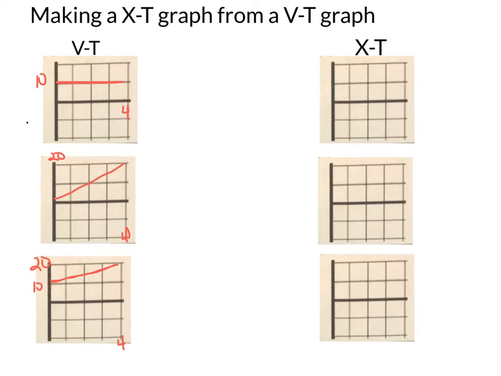Hey everyone, in this video we're going to go over the basics of making a position time graph from a velocity time graph. The simple steps are to first find the area between your line and your x-axis. Then you're going to need to analyze your velocity time graph to figure out the description of what's going on. Is it constant velocity, speeding up, slowing down, that kind of thing. And then last you'll put all that together on your position time graph.